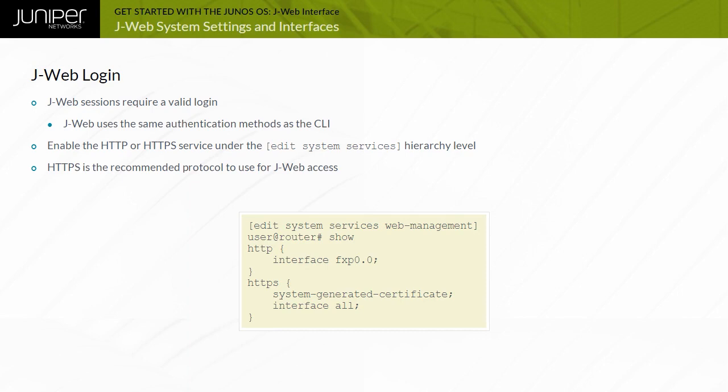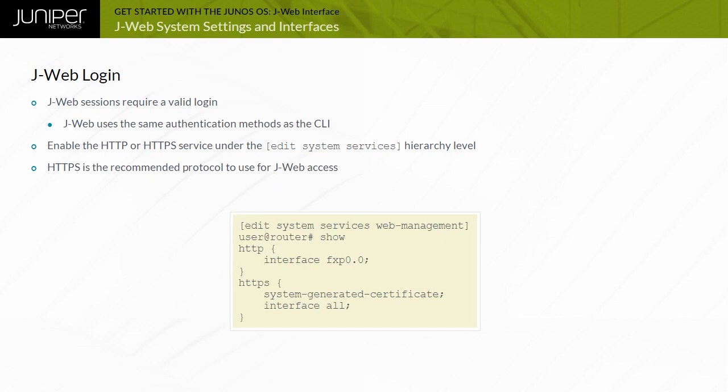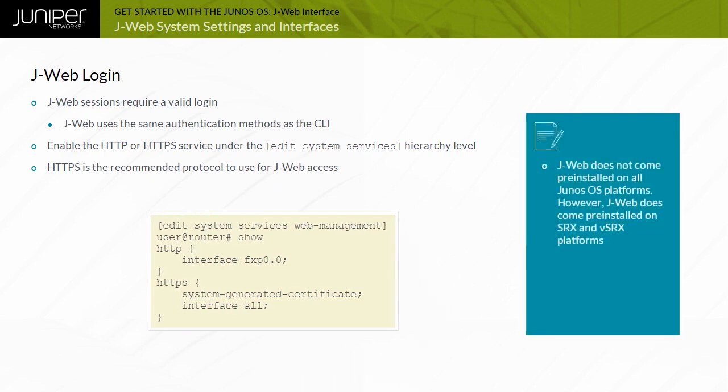The easiest way is to use a system-generated certificate. Juniper Networks recommends that you use HTTPS for web management on any WAN where it is allowed. Note that the JWeb does not come pre-installed on all Junos OS platforms. However, JWeb does come pre-installed on SRX and vSRX platforms. For more information about installing the JWeb package on Juniper devices, refer to the Juniper website.